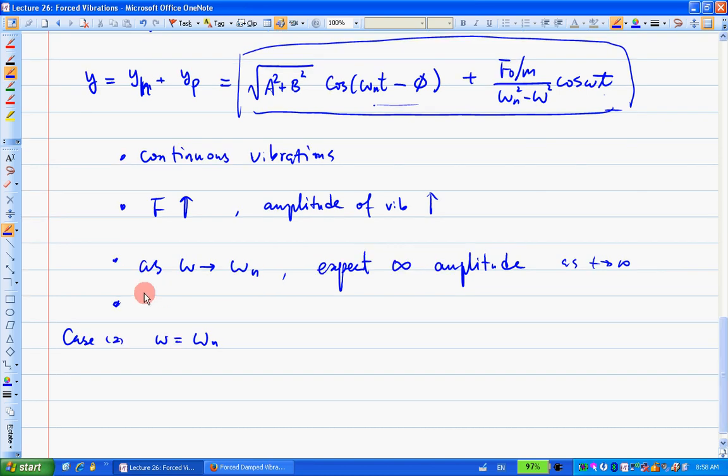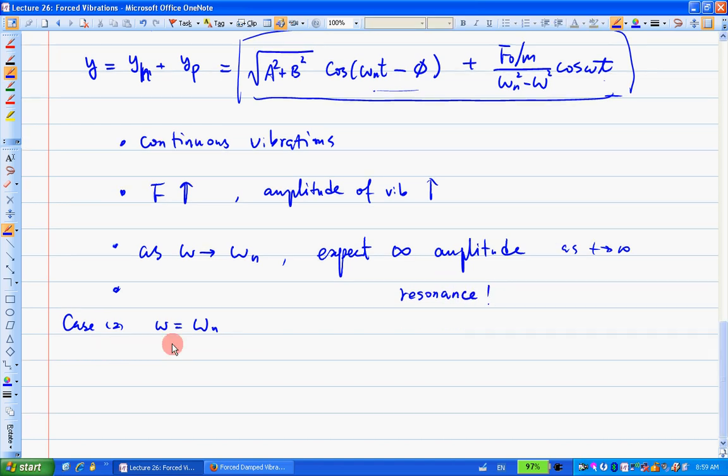So the expectation here, if omega is exactly the same as omega n, then something bad should happen, right? So let's take a look at this general solution here. How is that going to validate our assumption? So all I'm saying is I'm going to expect something so-called resonance. Okay, let's take a look at this.